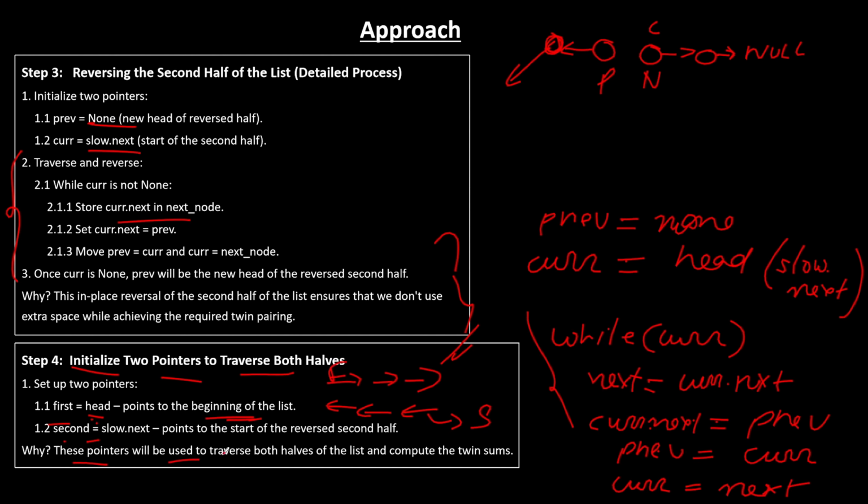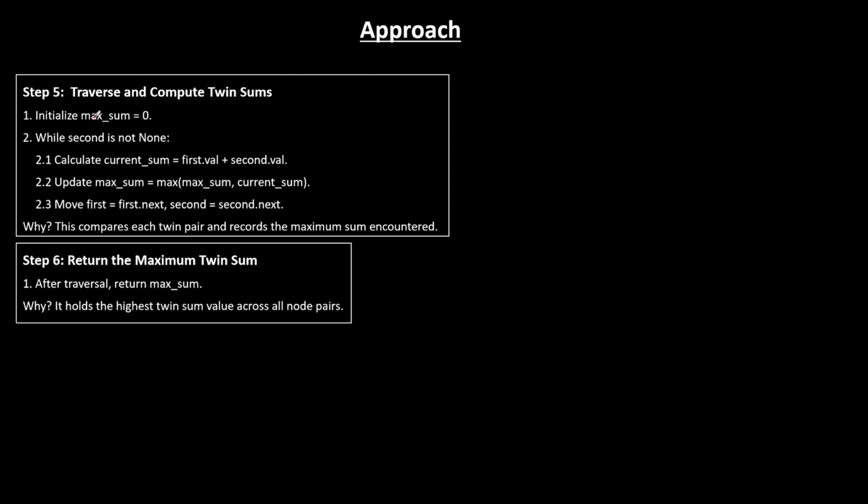These pointers will be used to traverse both halves of the list and compute the twin sum. Fine, we will understand this while we do the dry run. So this is the thing in step 4. In step 5, we traverse and compute the twin sum, right? So these are the nodes. Suppose we have already reversed the linked list.